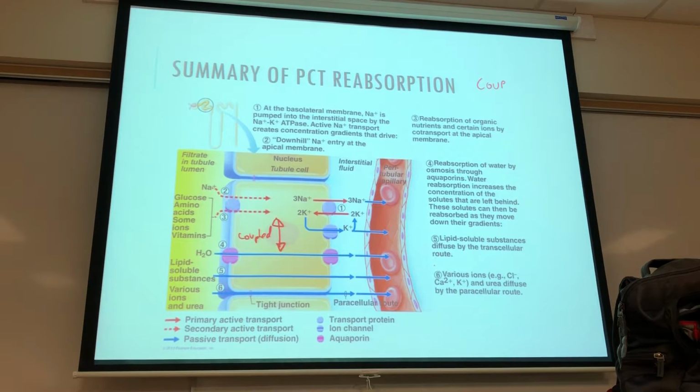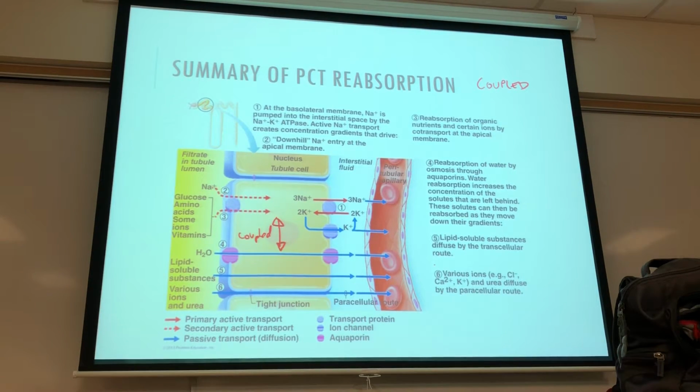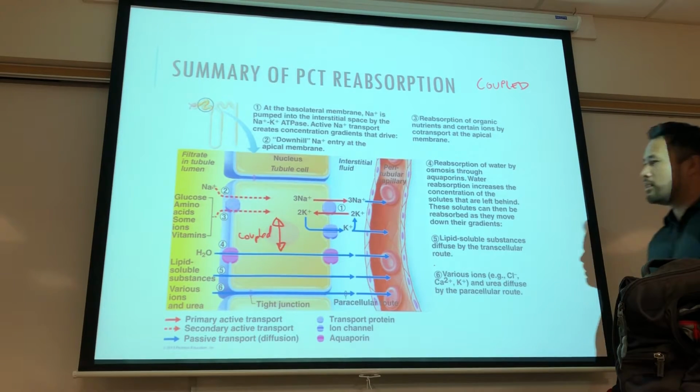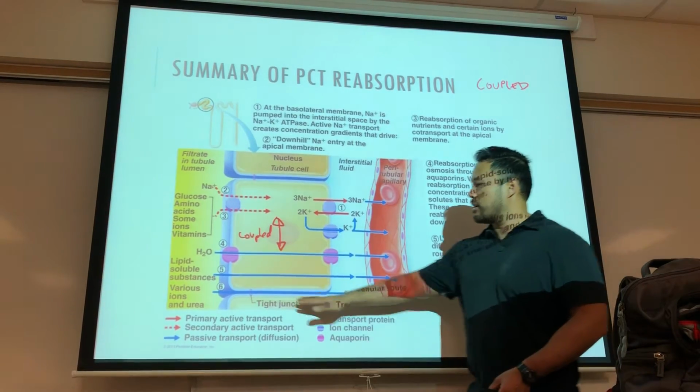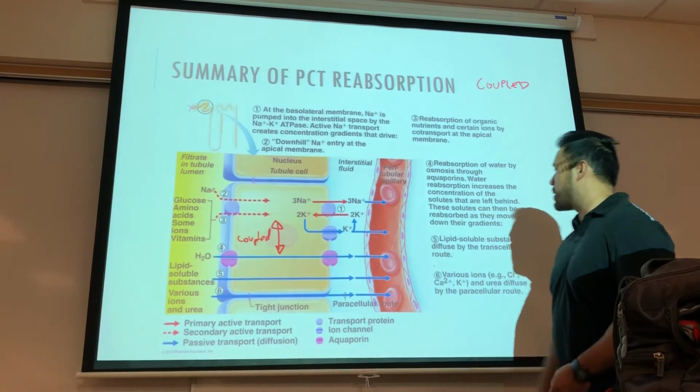Key word that I want to illustrate here is coupled. Kind of married together through that general principle. Other things that you'll see that's also taking place in the proximal convoluted tubule, any lipid-soluble substances moves through this transcellular route. Anything also moves through the paracellular route as well.